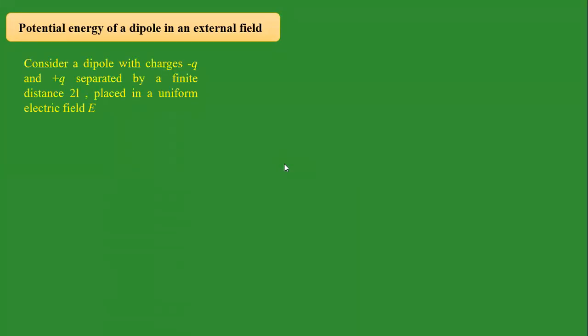Now here we consider an electric dipole. So two charges we consider, plus q and minus q, separated by finite distance 2l, in a uniform electric field of intensity E.